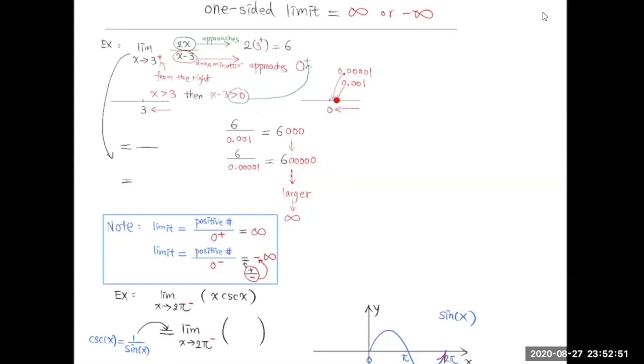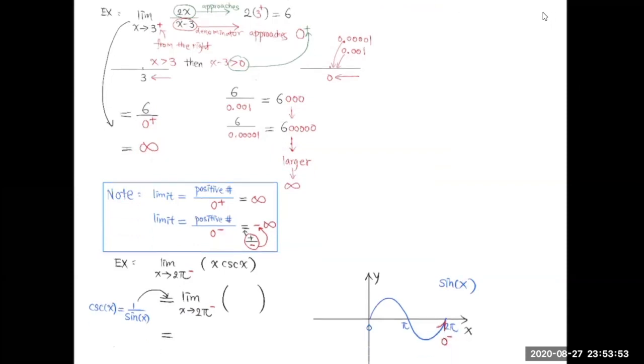Now, as you pick this x closer to 0, what happened to this quotient? This quotient is getting larger and larger and it goes to infinity. So we say this limit over here is equal to, notice that when you have a quotient like this, the numerator goes to a fixed positive number and the denominator goes to 0 but stays positive. Then positive divided by positive will be positive. So this is going to go to positive infinity.